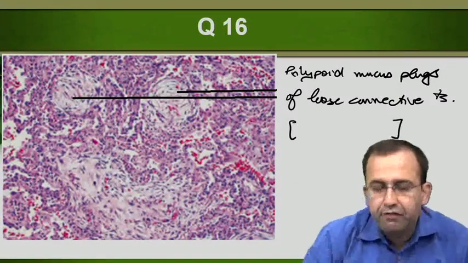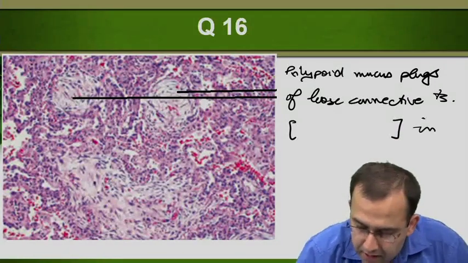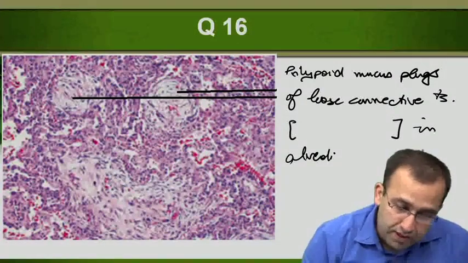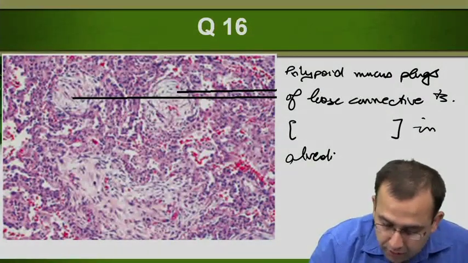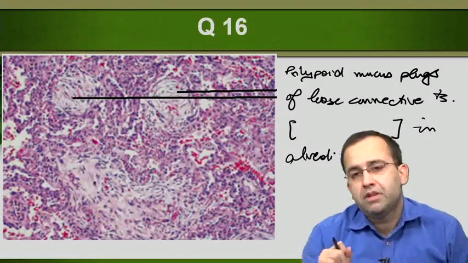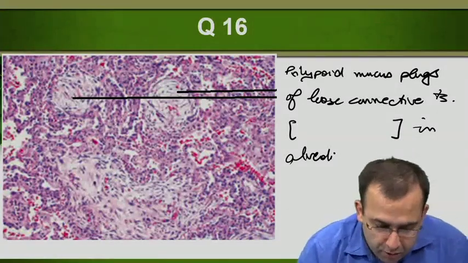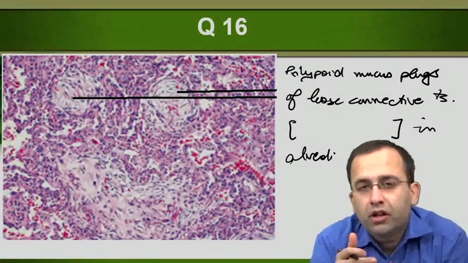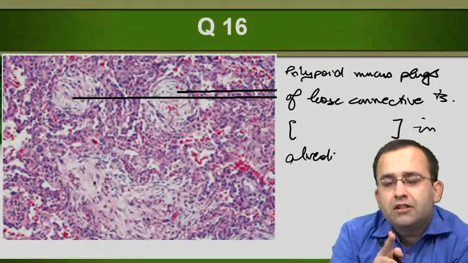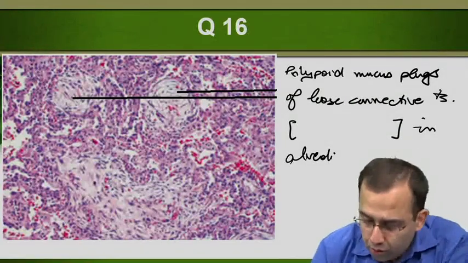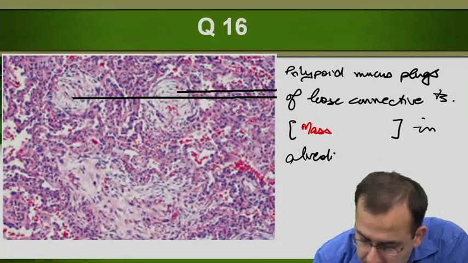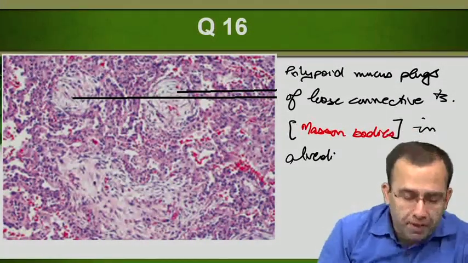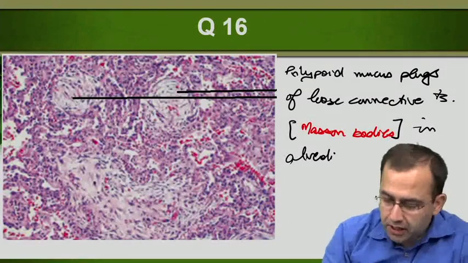called which bodies, present in alveoli of lungs? No, not sarcoidosis. Now I have given you enough hints. AIMS is always the tougher paper. Which bodies? Creola? No, don't do that. I know many of you will be non-Hindi speaking. Creola bodies are seen in a sputum sample. Is this sputum? No. Mason bodies, polypoid mucus plugs of loose connective tissue. Mason bodies. So now tell me the diagnosis.